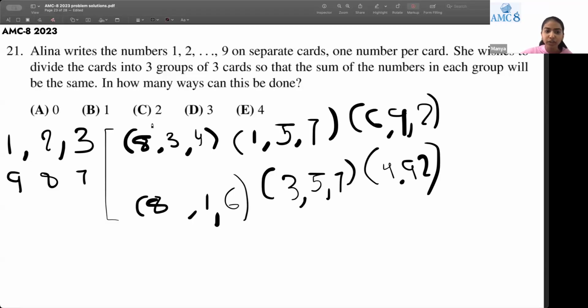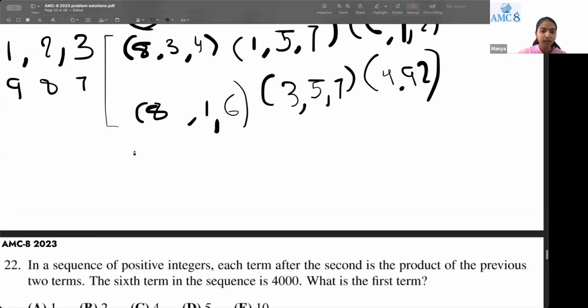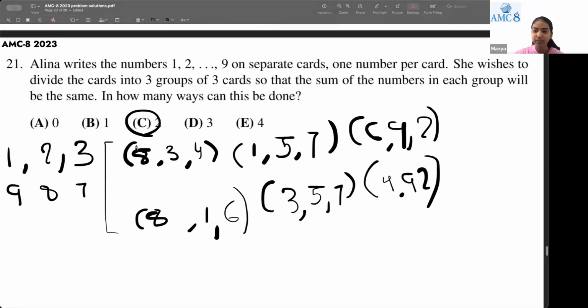And I'm pretty sure that this can only be done in 2 ways, since we know that 1, 2, 3 has to be separate, 4, 5, 6 has to be separate, and you can just do trial and error. I'm not exactly sure about this one, but I'm pretty sure that there should be only 2 ways to do this. I can tell you the proper solution to this maybe tomorrow.